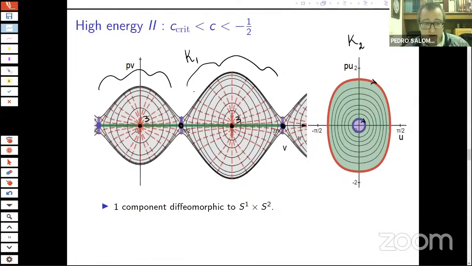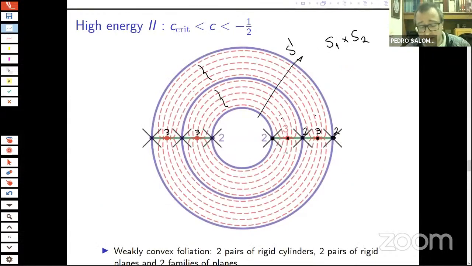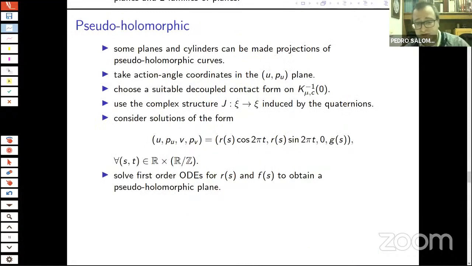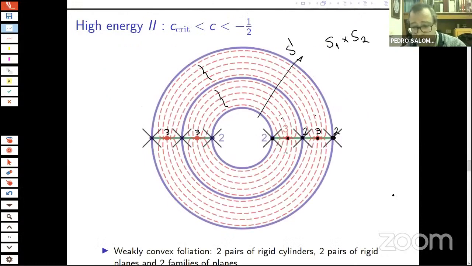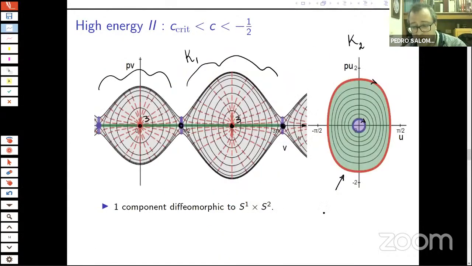So how do we obtain these holomorphic curves? Because in this, we are not so interested in studying the dynamics of this system, because the dynamics is quite simple. We are just interested in studying the existence of these holomorphic curves to push later to other systems, such as the three-body problem. So because of the symmetry of the system, here we can use, let me just give an idea, action-angle coordinates here.